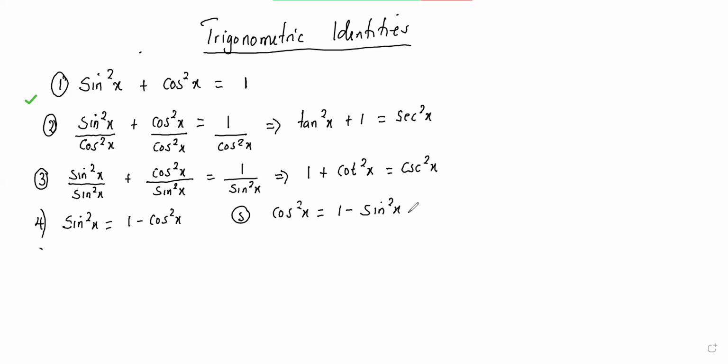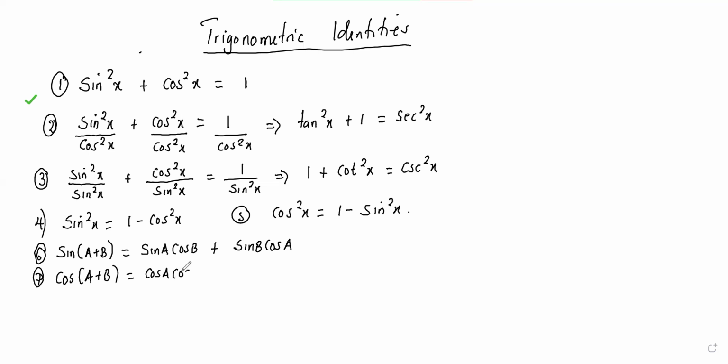Okay, what is key to mention also are the compound angles. Can I say sine A plus B? I'm going to get sine A cos B plus sine B cos A, like that. And then if I get cos A plus B, this guy is going to be cos A cos B minus sine A sine B, like that.